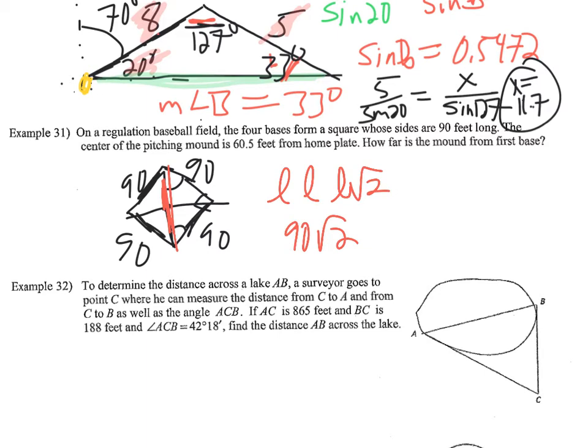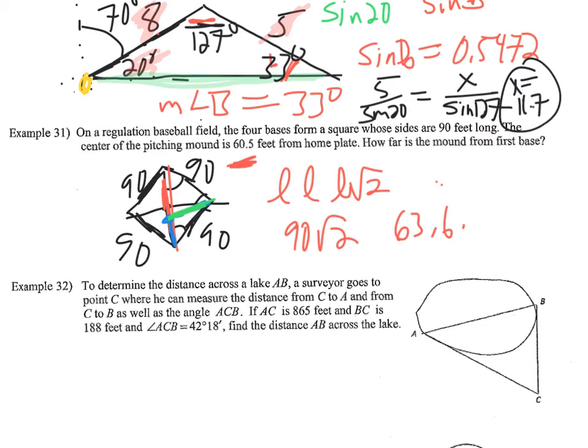So 90 times the square root of 2. Let's see, square root of 2. I'm going to cut that in half. So half of that is about 63.6 feet. And they're telling us that the center of the pitching mound is 60.5. So it's not quite in the middle, is it? It's close, but it's not quite. So what I'm seeing is this. That green side is the side they're looking for. How far is the pitcher's mound from first base?